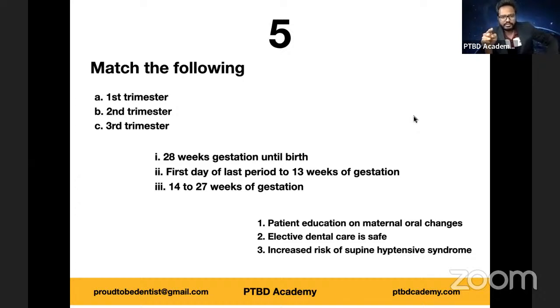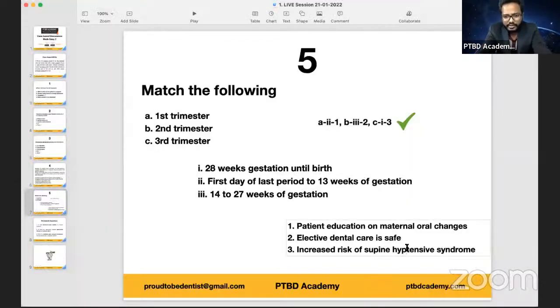Second trimester corresponds to option 3 in second column, which in turn corresponds to option 2 in third column. I hope I'm right. Yeah, elective dental care is safe. And third trimester corresponds to option 1 in second column and option 3 in third column. So increased risk of supine hypotensive syndrome. So since you have the answer, let me just take this as an opportunity to correct these spelling mistakes.